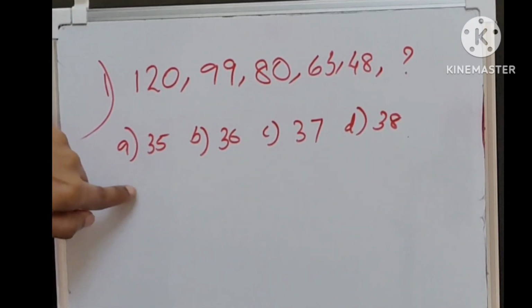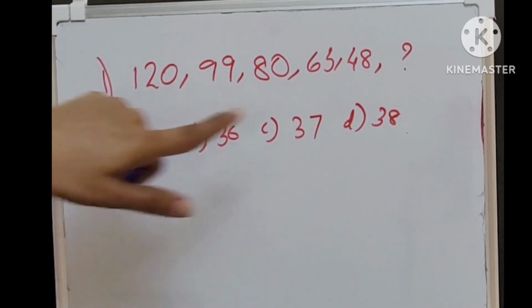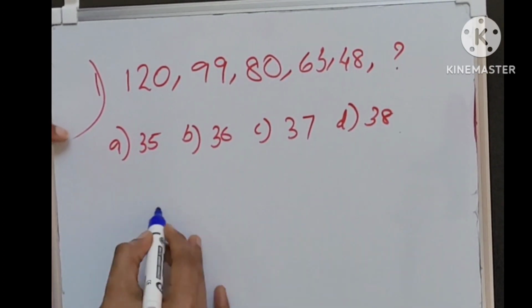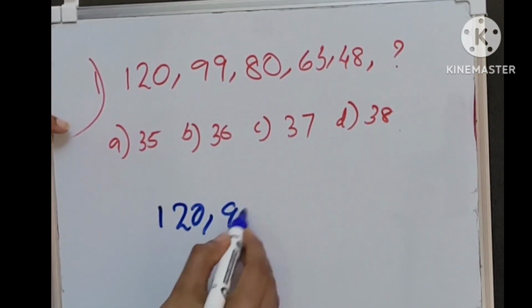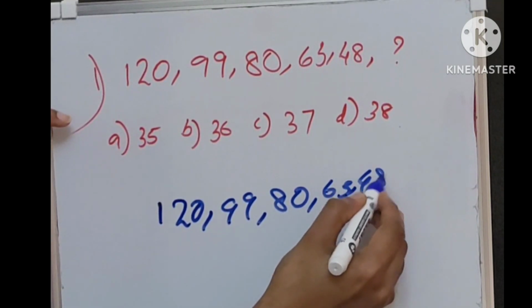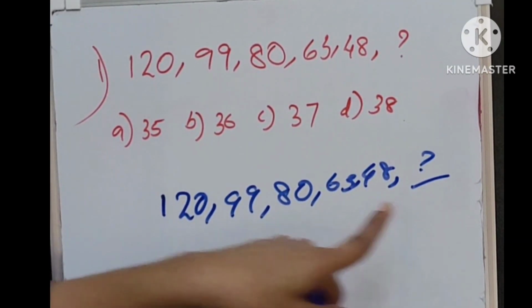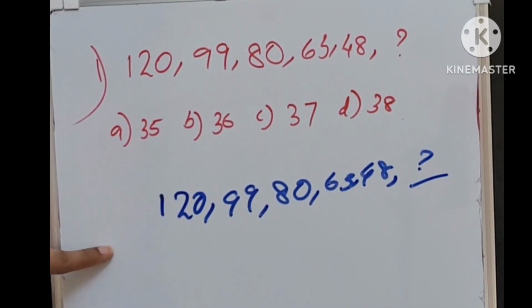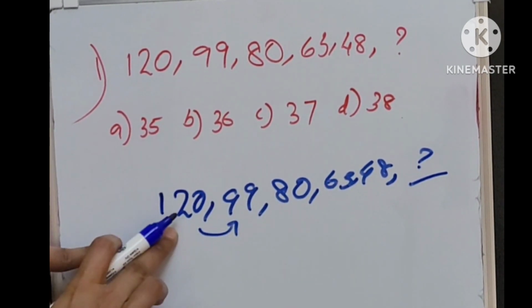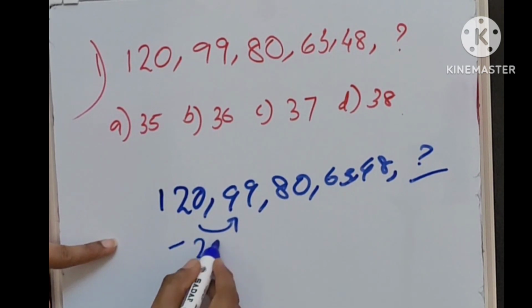First question, in this given number series, one number is missing. The given series is 120, 99, 80, 63, 48, and the missing number. So we have to find out the missing number. In this pattern, the difference between 120 and 99 is 21.